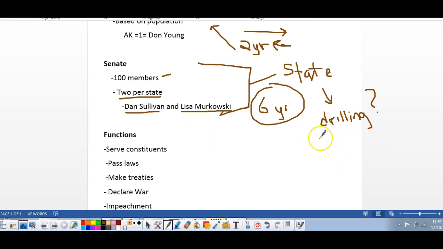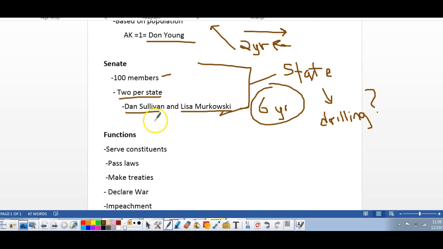Or maybe it's the idea of funding for building our roads. A lot of that comes from federal money, and so they deal with that. They're not so much a representative like Don Young dealing with personal issues in Kenny Lake. The senators are dealing with overall issues from the whole state. So those are the two houses, bicameral.